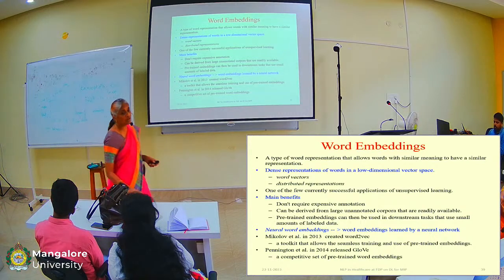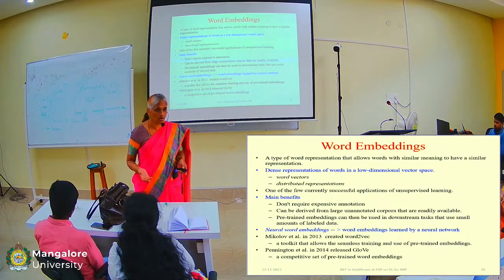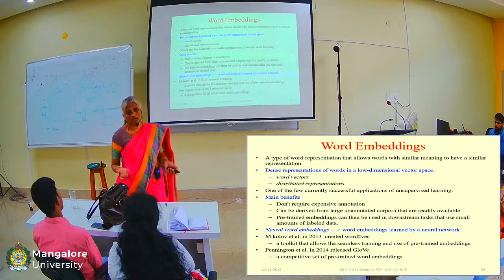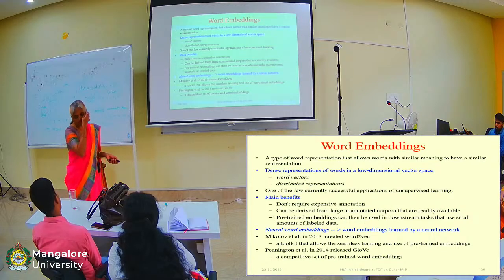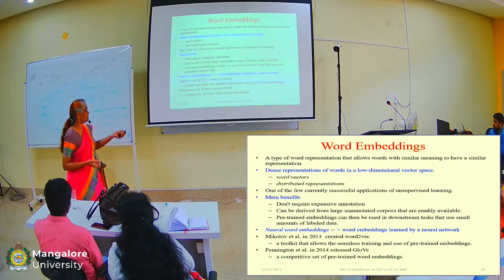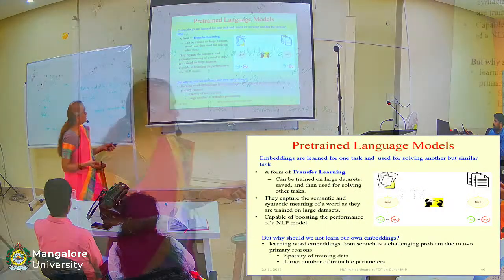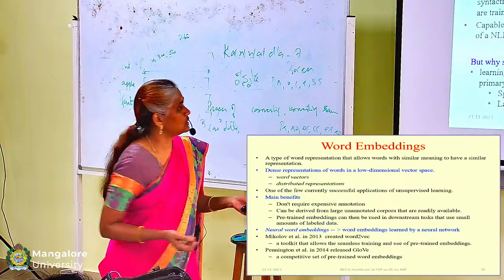The pre-trained models are available in standard sizes. But if you want to develop your own model, then you can have your own option. Instead of 100, you can have 50, instead of 300, you can have 500. Anything can be done here. Okay. Then comes the pre-trained models.